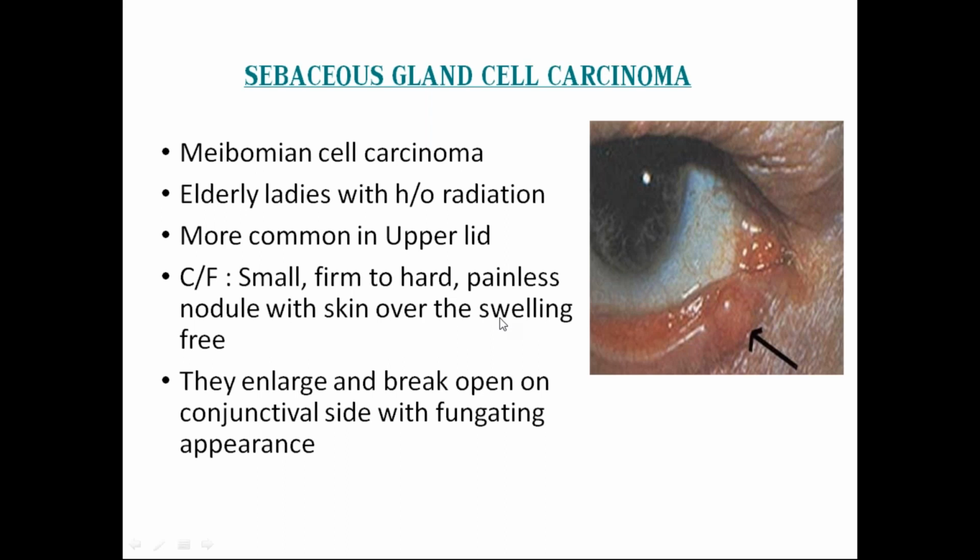It is commonly seen in elderly ladies and with a history of radiation, and it is more common in the upper lid. Usually it is a small, firm to hard, painless nodule with the skin over the swelling slightly free. They enlarge and break open on the conjunctival side with a fungating appearance. So it gives a similar appearance to a chalazion, but it is usually seen in an older age group. In an older age group, a picture mimicking chalazion, you have to rule out meibomian gland carcinoma or sebaceous gland carcinoma. Both are the same.